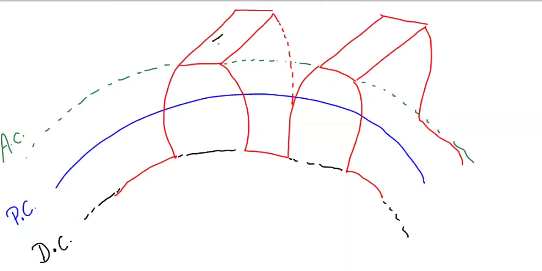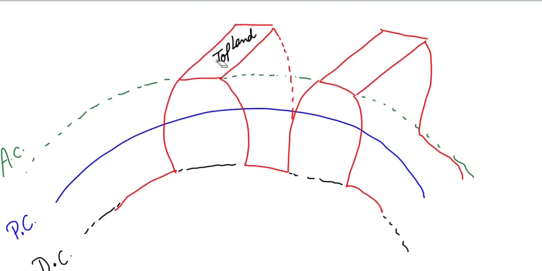This part is known as the top land of the teeth. I already told you in yesterday's class also. This length is known as the face width. But these parameters are hardly used in theory of machines. They are used in machine design.